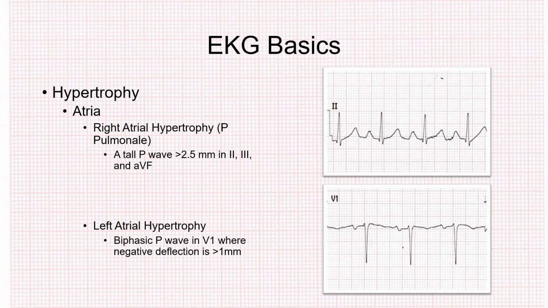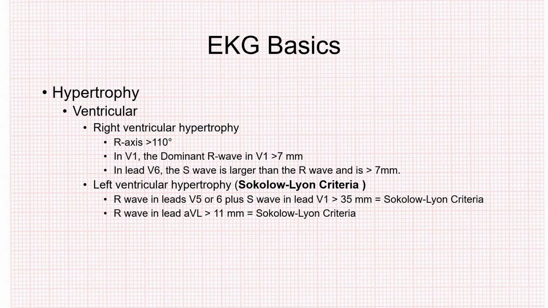Now let's do hypertrophy, starting with the atria. Right atrial hypertrophy, or P pulmonale, is represented by a tall P wave in lead 2, 3, and/or aVF being greater than 2.5 millimeters. Left atrial hypertrophy, you can see with a biphasic P wave in V1, where the negative deflection is greater than 1 millimeter, or 1 box. It's not unusual to have a biphasic P wave in V1, but if the second half drops down greater than 1 millimeter, then that can possibly be due to left atrial hypertrophy.